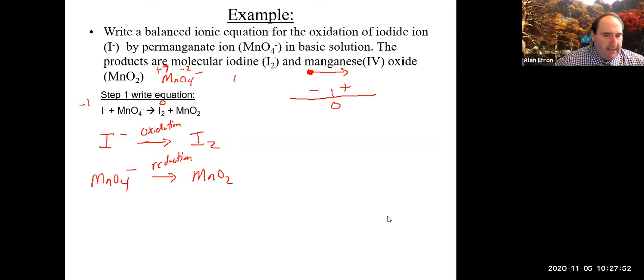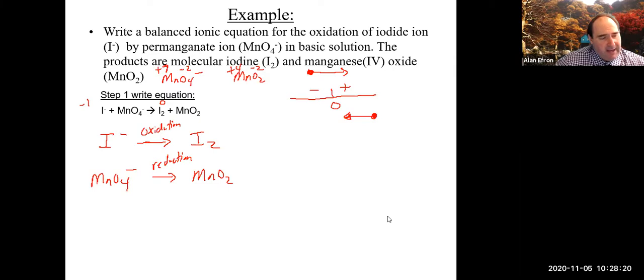On the right-hand side, we have MnO2, again -2 for the oxygen. That's going to be a +4. So for our Mn, we're starting at +7, and we're ending at +4, which is heading in this direction, which means it's going through reduction in this case. So again, that's a fairly simple way you could determine it.